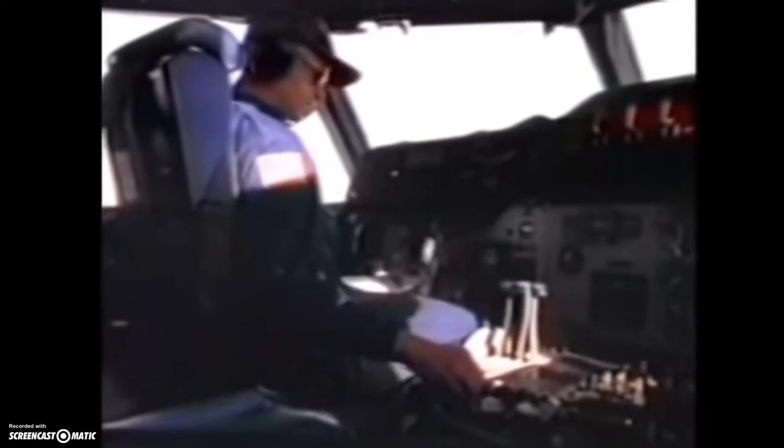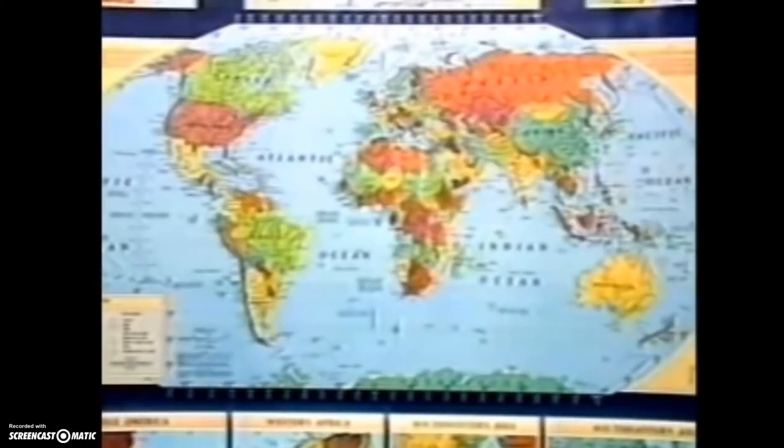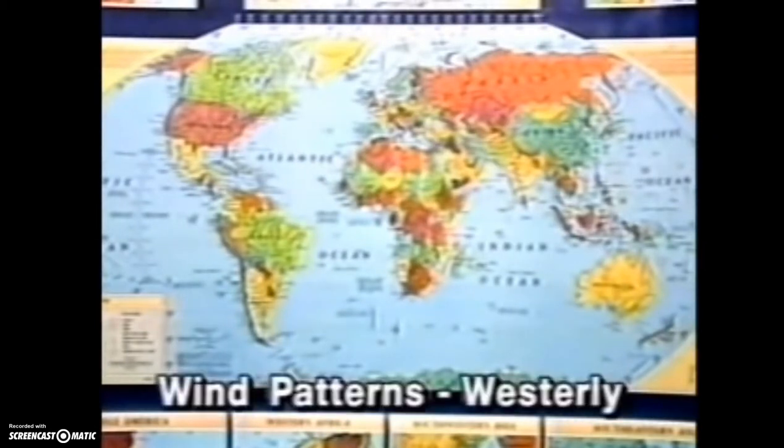To avoid being blown off course to the west in the northern hemisphere, pilots must calculate the Coriolis effect in their navigation. Generally, on continents around the world, prevailing wind patterns are westerly, going from west to east.